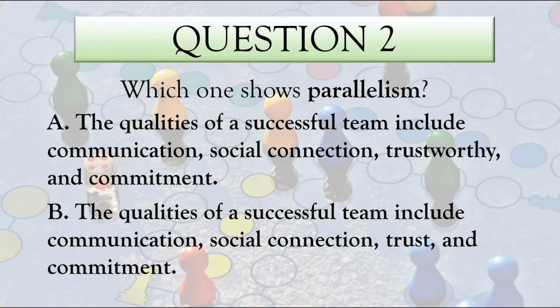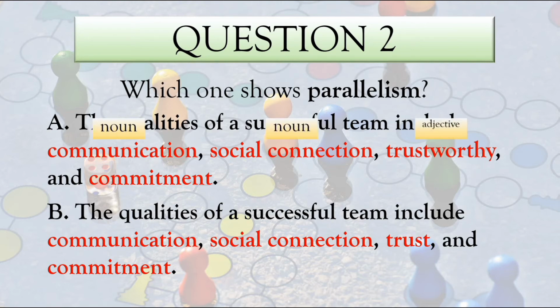For this example, let's highlight the words communication, social connection, trustworthy, and commitment for letter A. And for letter B, let's highlight communication, social connection, trust, and commitment. For letter A, the word communication is a noun. Social connection is a noun. Trustworthy is an adjective. And commitment is a noun.